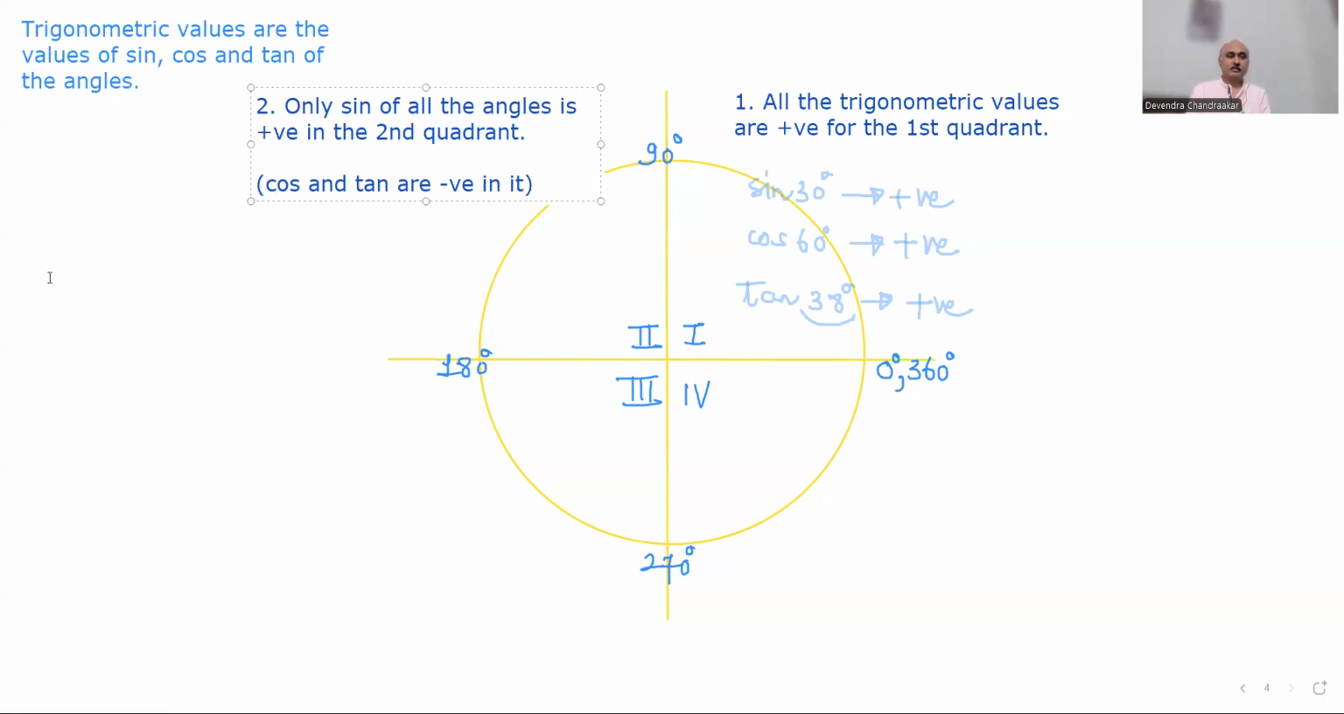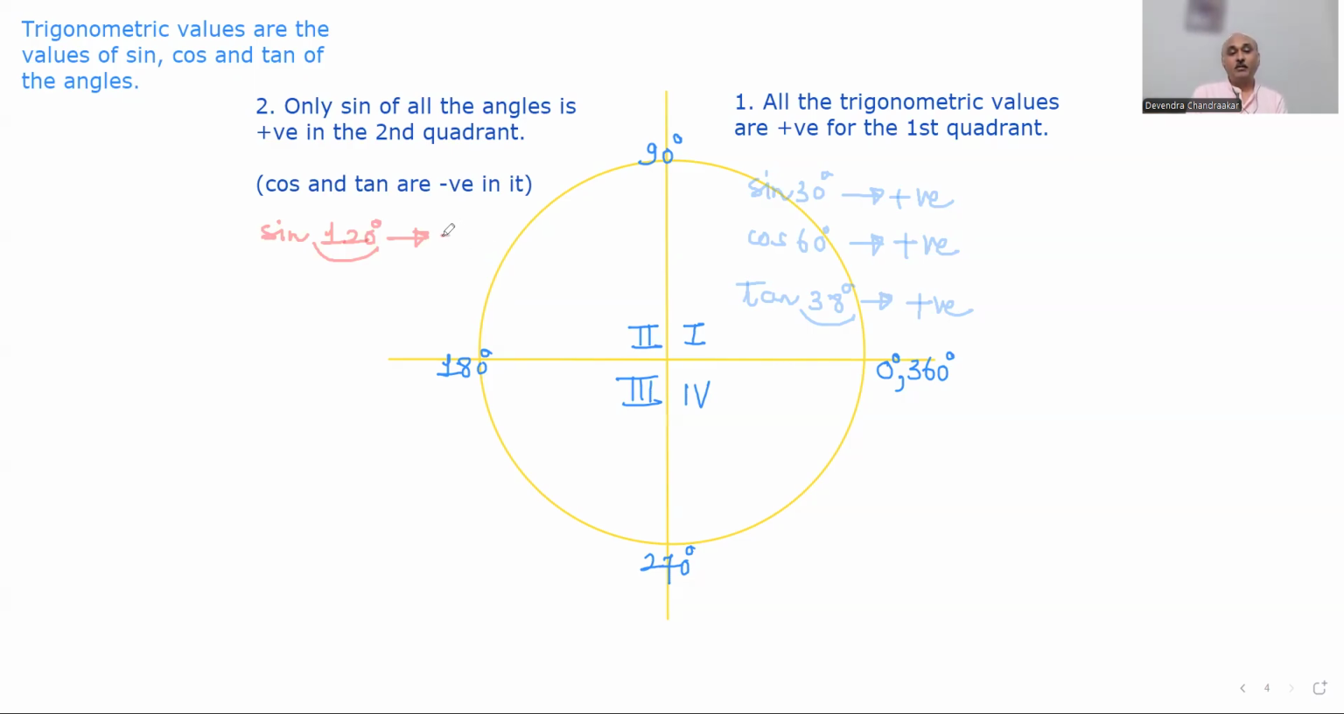For example, let's see our example. If I ask you to find what is sine of 120 degrees, what will you say? Positive or negative? First, you have to check the angle. This angle lies in between 90 and 180. Yes or no? All of you? This angle lies in between 90 and 180, right? Yes, sir. So, sine of this angle will be positive or negative?